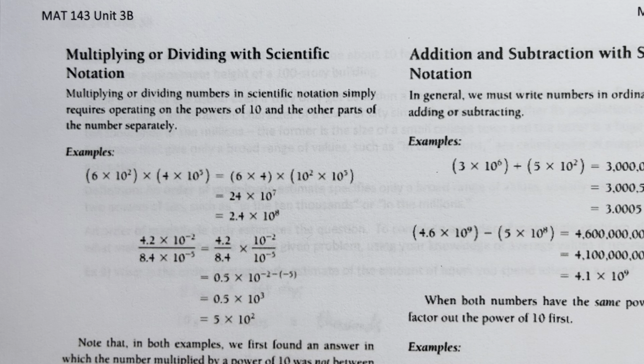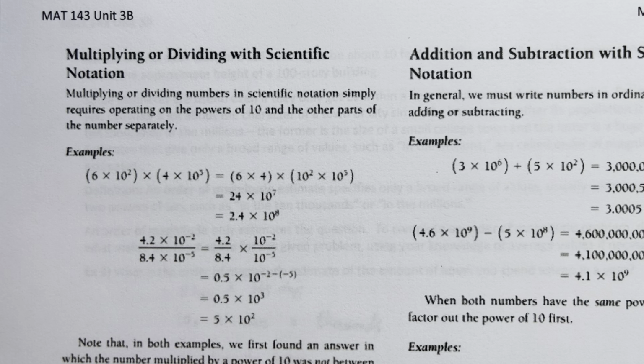So if I have 6 times 10 to the 2nd times 4 times 10 to the 5th, well, 6 times 4 is 24. 10 squared times 10 to the 5th is 10 to the 7th. All we do is add the exponents. Notice we do have a small little issue with 24. It is not a single digit number between 1 and 10. So we're going to have to move the decimal place, and we get 2.4 times 10 to the 8th.